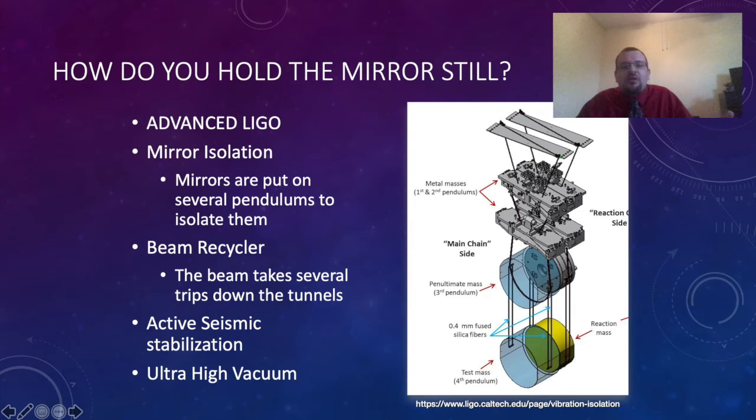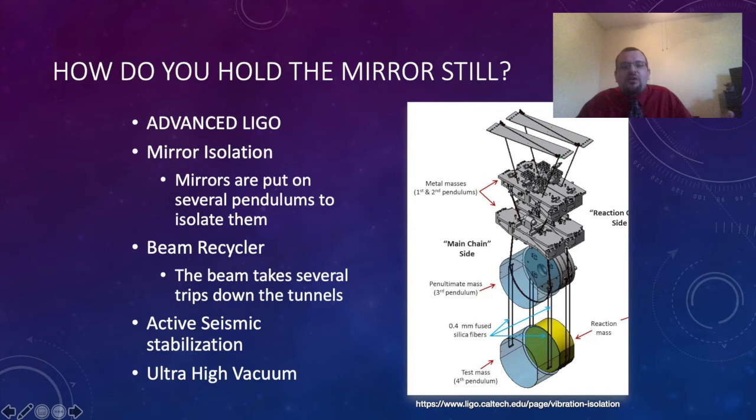So one of the keys is to isolate the mirrors. The mirrors are put on several pendulums, each pendulum being very, very massive in order to keep it from moving. And then they've got something called a beam recycler. That sends the beam down the tunnel many, many times. This is essentially taking many measurements and averaging them together in order to get better results.